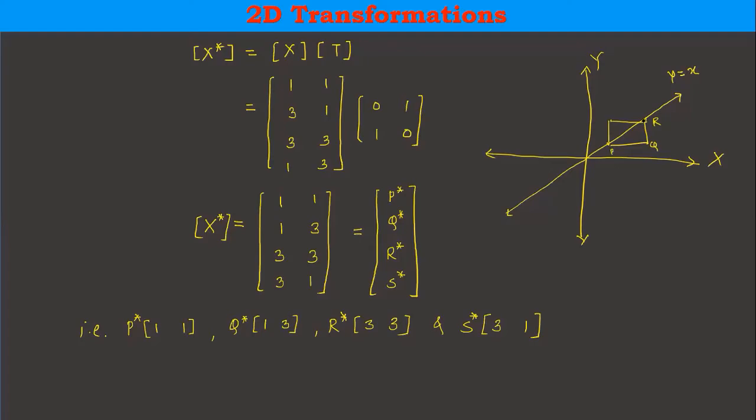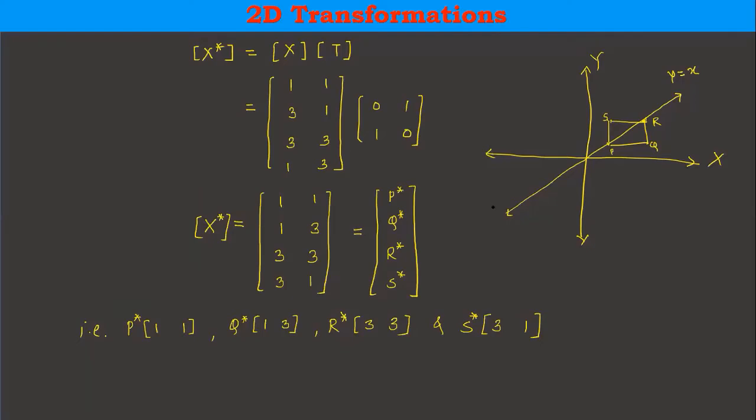Point R should be on the line y is equal to x, and that is reflected through the line y is equal to x. So what happened? This point Q is reflected to S position, S is reflected to Q position. That will be the change. Otherwise, the remaining P and R are the same. If you observe the matrix X and X star, the coordinates of the points P and R are same, but the coordinates of the points Q and S are interchanged. So like that we get a reflection of the quadrilateral PQRS through the line y is equal to x. So this is one example.